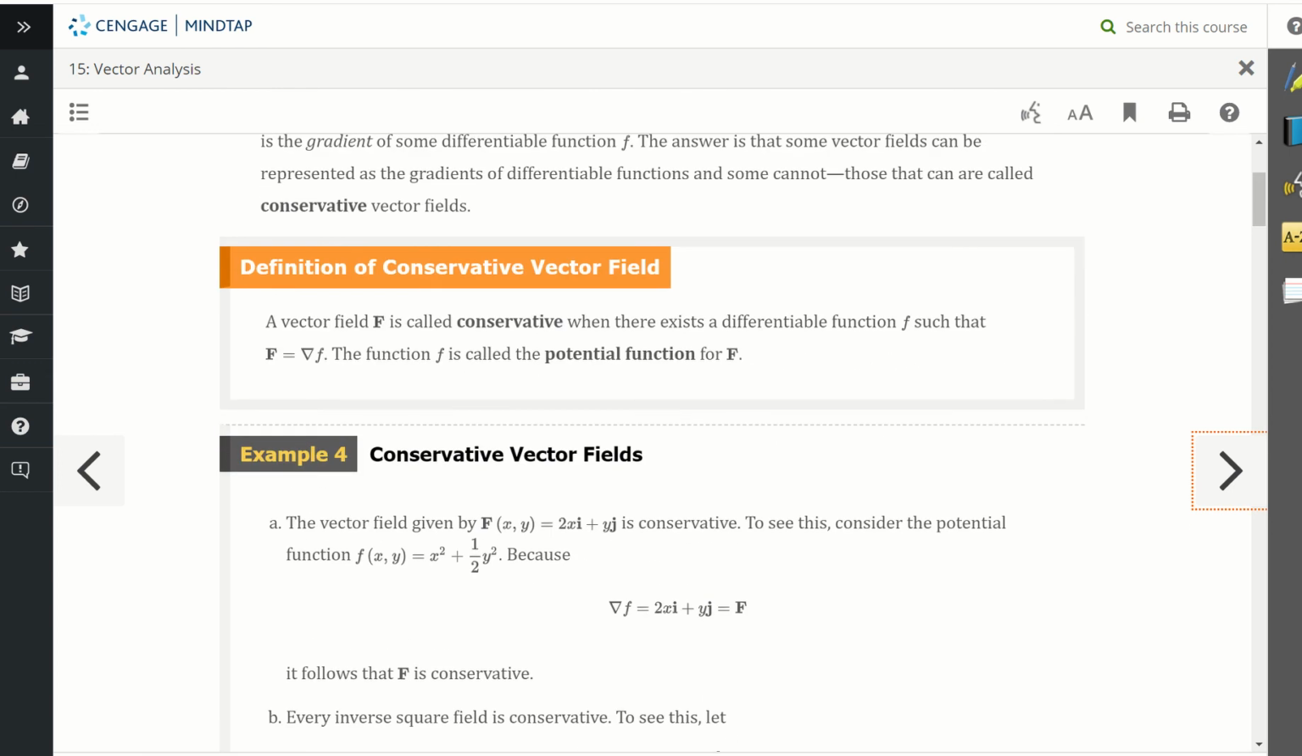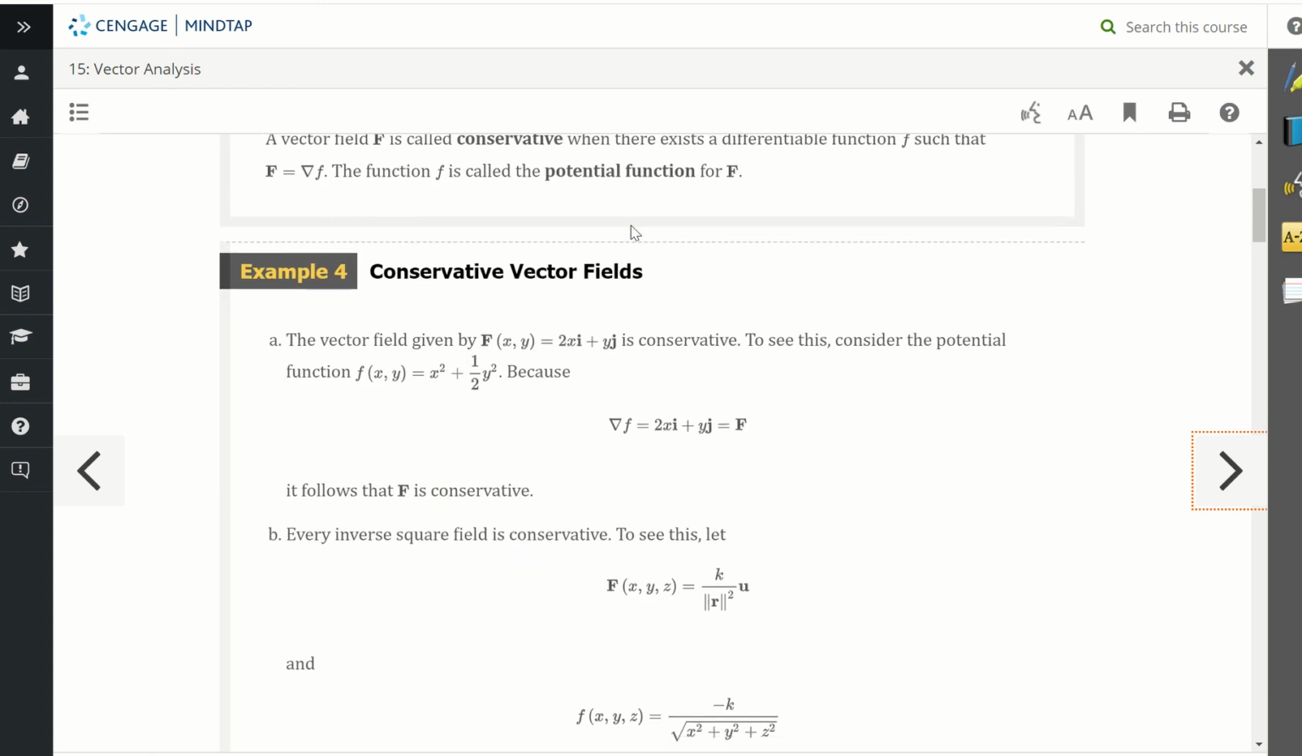So this brings us to the definition. A vector field F is called conservative when there exists a differentiable function lowercase f such that our vector field is equal to the gradient of f. When this happens, we refer to little f as the potential function for the vector field capital F. So if you can find some differentiable function that has that vector field as its gradient, then we refer to the vector field as being conservative.